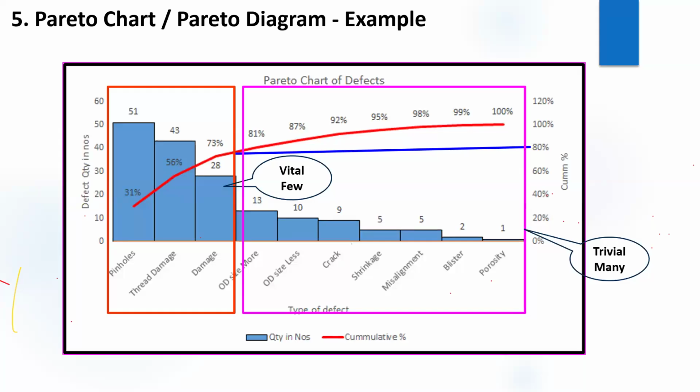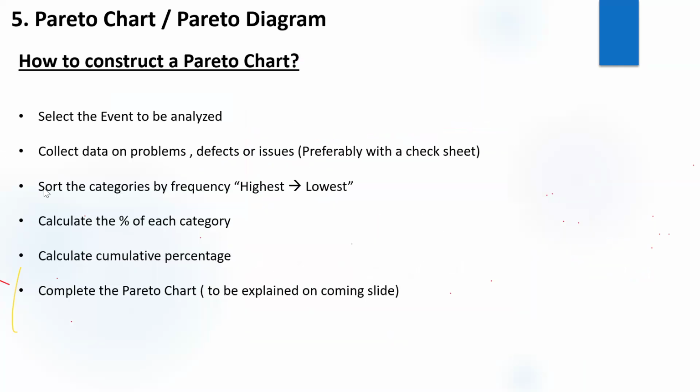Then we learn how to draw the Pareto. First, collect the data. Here I mentioned the sequence. Collect the data, select the event. For example, I am selecting the event of the rejection, defects to be analyzed. Collect data on problems, preferably use a check sheet. Select the categories, highest to lowest, sort. Then calculate percentage of each category, calculate cumulative percentage, and complete the Pareto chart I explained in Excel.